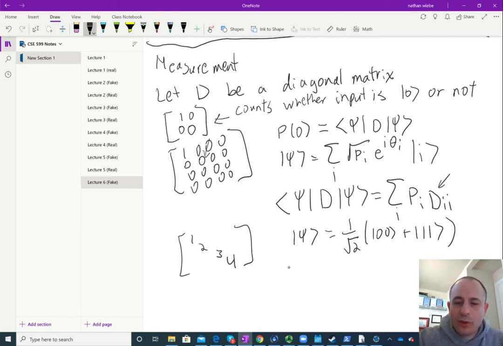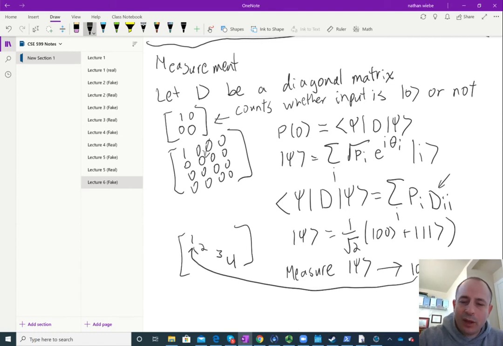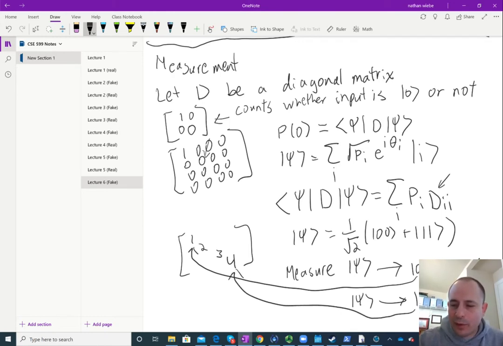So I would do the following protocol. I would measure psi. Let's say that I get 0, 0 coming out of it. I look up the corresponding element, and I would say, okay, well, my function output will be 1. And let's say I end up getting psi goes to 1, 1. Well, then I'd look that up, and I would say my function value is equal to 4.